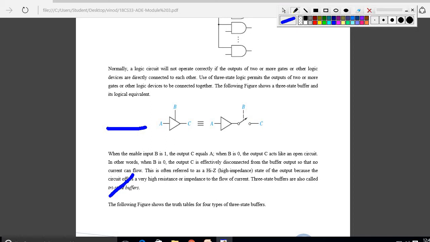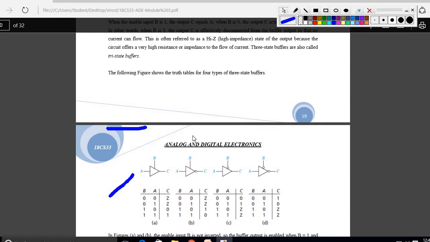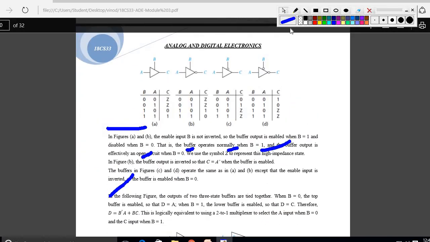Next we have to see the truth table of the three-state buffers, and how exactly we write the truth table for these. The following figure shows the truth table. See here, all four are also three-state buffers, but see here the difference.